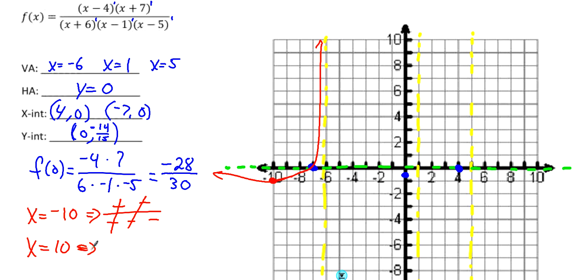And when I plug in +10, the top 2 factors are positive. The bottom 3 are positive. So everything's positive, so we're on the positive side. Which means this piece is up here, like that.